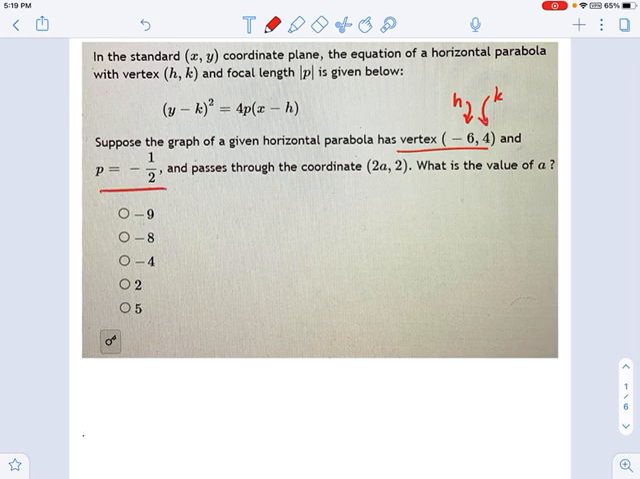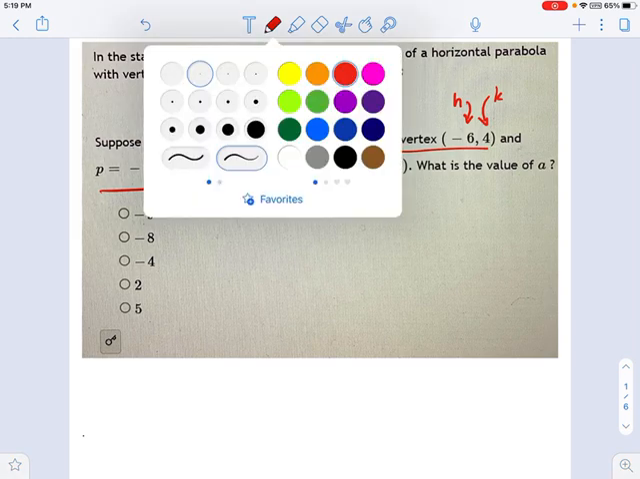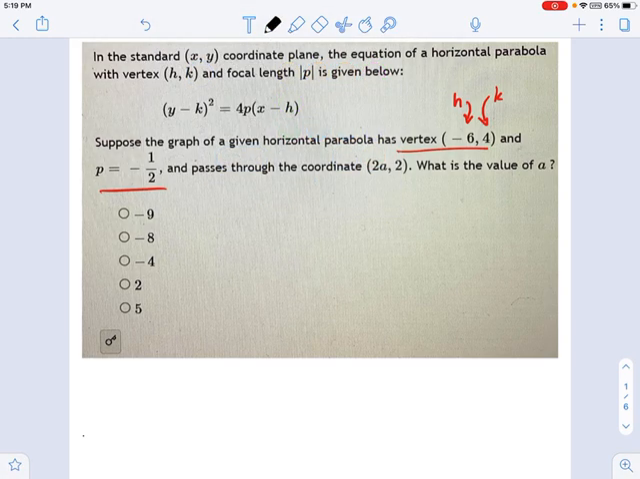And we also know p. P is negative 1/2. So the first thing I want to do is rewrite this equation using all the stuff that I just talked about. So I'm going to say y minus k, well, k is 4, squared equals 4 times p is negative 1/2, times x minus h, and h is, well, negative 6. I'm going to put that in parentheses because that's subtracting a negative.